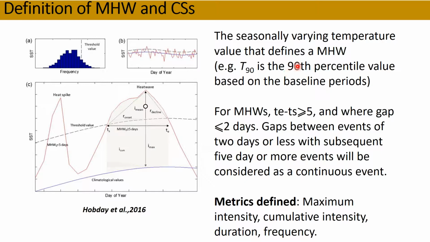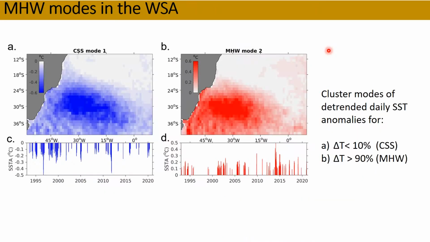This is for the 90th percentile for marine heat waves, and the cold spell would be the opposite, the 10th percentile of these temperature anomalies at each particular grid point. Because we calculate for each grid point, to analyze this in terms of a large-scale process, we do a cluster mode from these temperature anomalies. We can calculate these modes separately for cold spells and for marine heat waves.